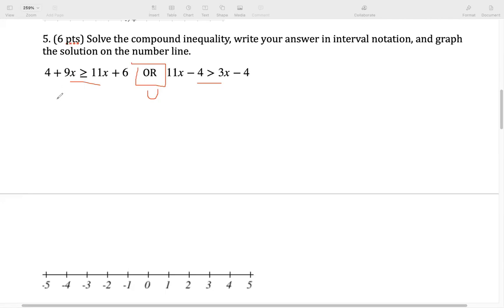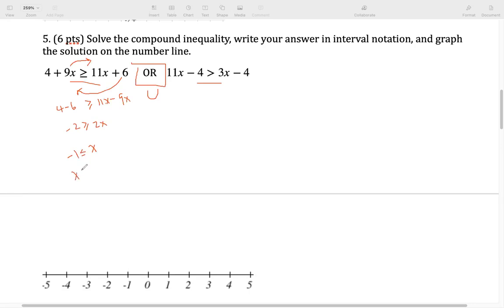Well, let's solve for the first one. The first one we have, maybe we move 9x to the other side, becomes negative. So we have 11x minus 9x. And then we move 6 to the other side, becomes negative. So the sign stays, right? We have 4 minus 6. 4 minus 6 is negative 2, greater than or equal to 11x minus 9x, 2x. We divide by 2 on both sides, so it's x less than or equal to -1.